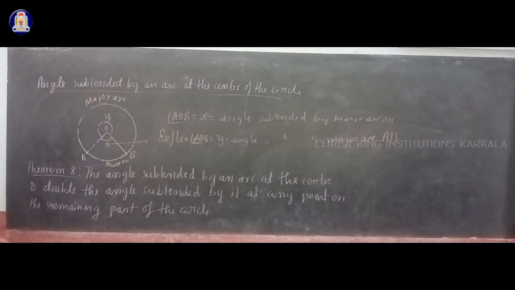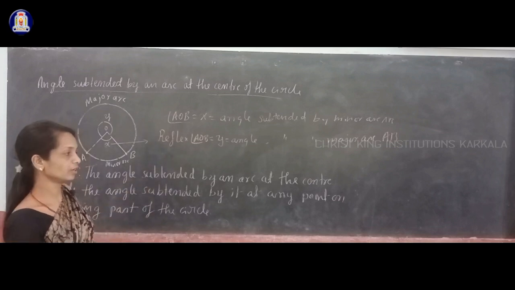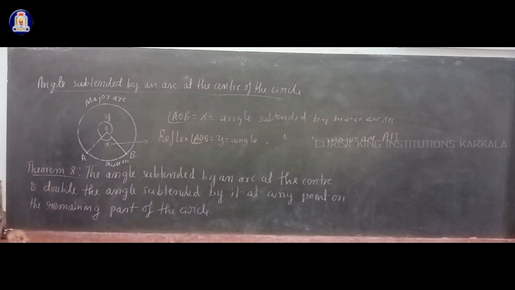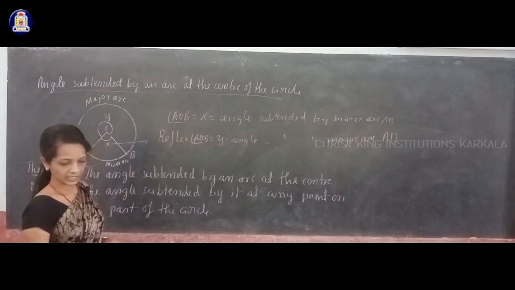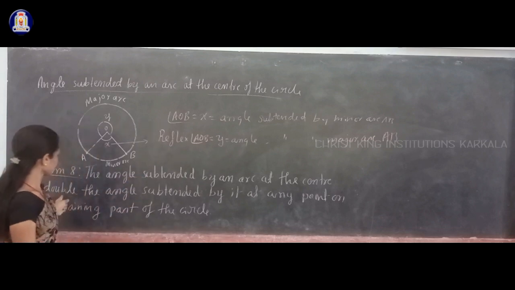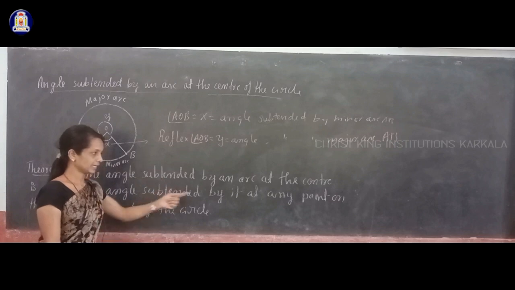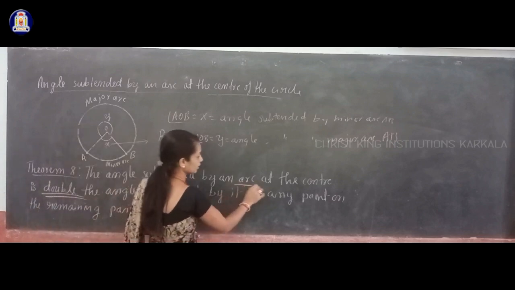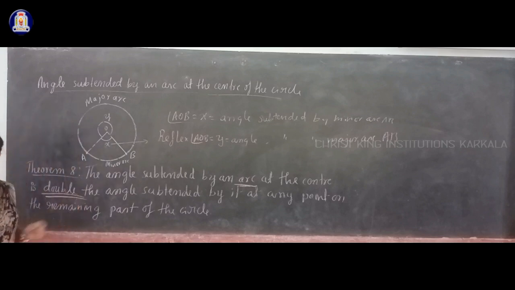Next you have an important theorem. Important theorem means that the statement is important. We are using that to find some angles in circle problems. And that theorem says like this: the angle subtended by an arc at the center of the circle is double the angle subtended by it, by the arc, at any point on the remaining part of the circle.